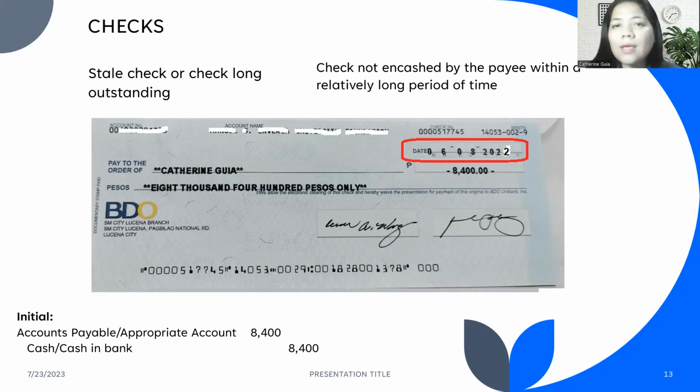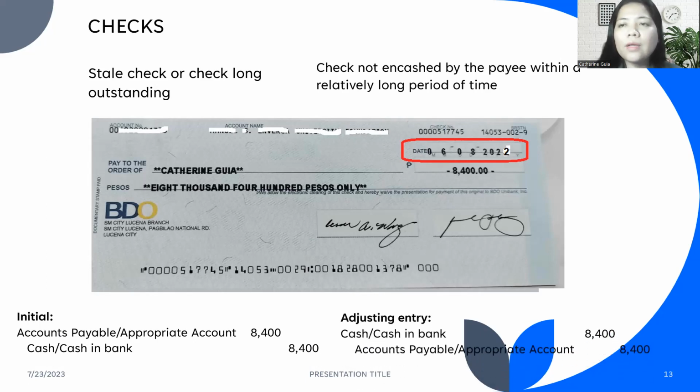And it is correct. The thing is, the payee did not encash it during the period when it should be encashed. So as a result, the entity which issued the check should prepare an adjusting entry. So debit cash or cash in bank, 8,400. Then credit accounts payable or appropriate account, 8,400. And then if the entity will reissue a check, then it will record a debit to accounts payable and then credit to cash in bank, 8,400. Okay? So that's stale check or check long outstanding.